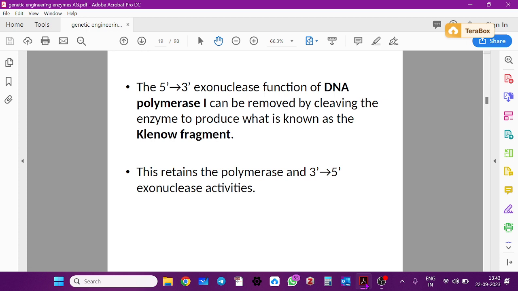Normally, this is used for molecular biology studies, and the 5 prime to 3 prime exonuclease activity is removed, so it retains only the 3 prime to 5 prime exonuclease plus polymerase. We don't need so many for proofreading. Just one is good enough. We keep the 3 prime. Keep the 5 prime safe, and cut from the 3 prime.